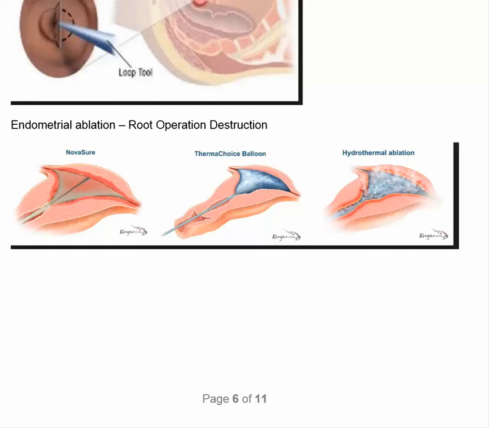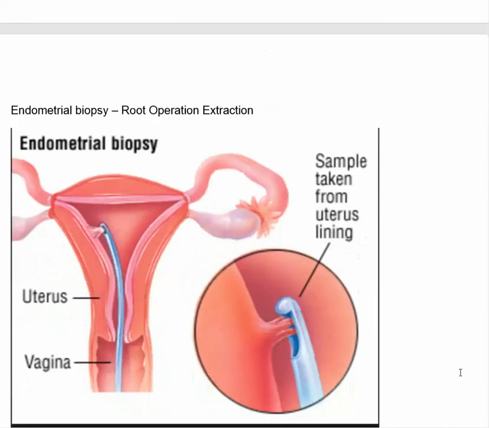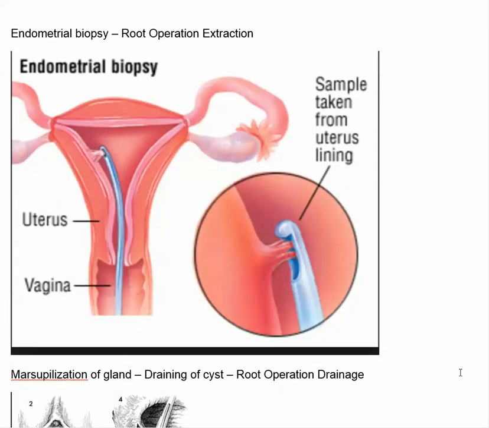If a biopsy is done, an endometrial biopsy or uterine curettage is done as part of this procedure, then the root operation changes to extraction. Also, if a patient has an endometrial biopsy, it is considered a stripping of a lining because the endometrium is a lining of the uterus. So anatomically, this is considered a stripping, and therefore it is coded to the root operation of extraction.